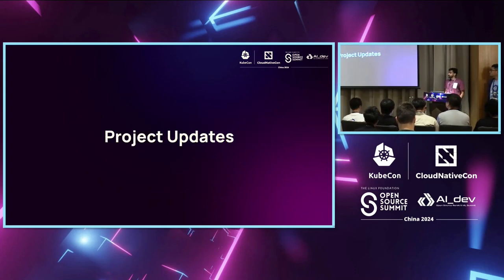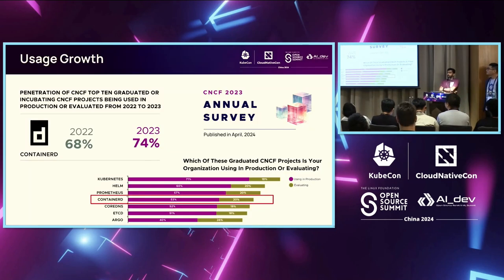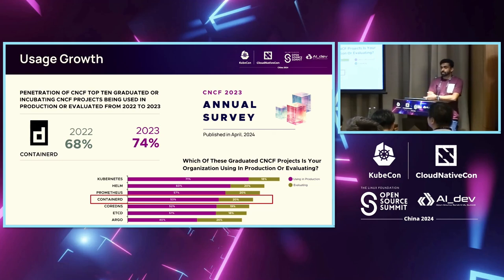So first, let's get into the project updates. Let's look at the usage growth of containerd in the past 2 years. This is based on a CNCF annual survey published in April 2024, based on data collected from mid-2023 to December 2023. Based on that, the penetration of containerd into the market has gone from 68% to 74% in 2023. And the percentage of organizations that are using containerd in production or evaluating it is 53% and 20% respectively. So this is the usage of containerd in the market.